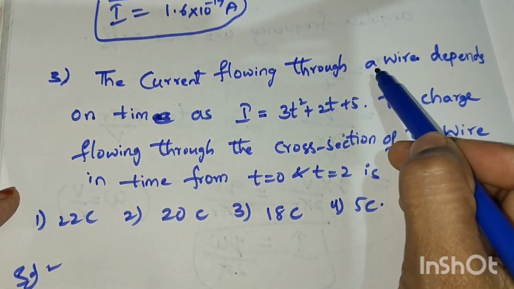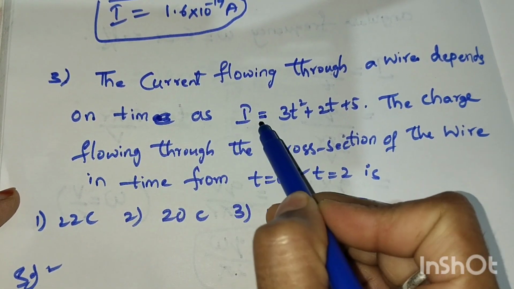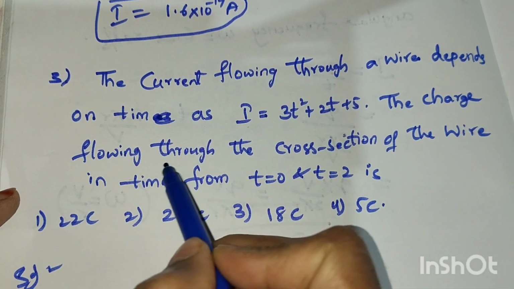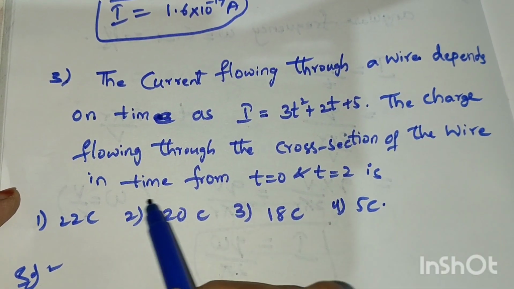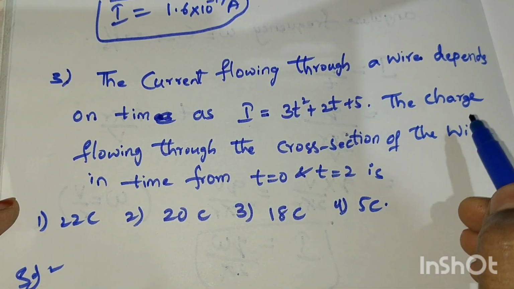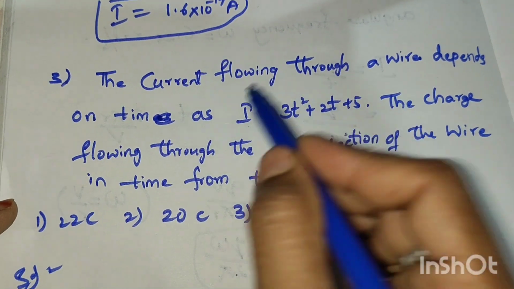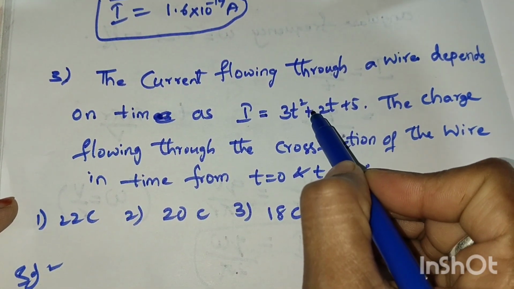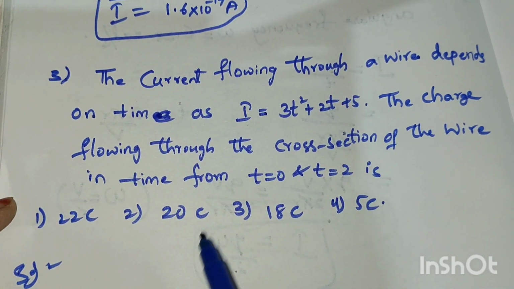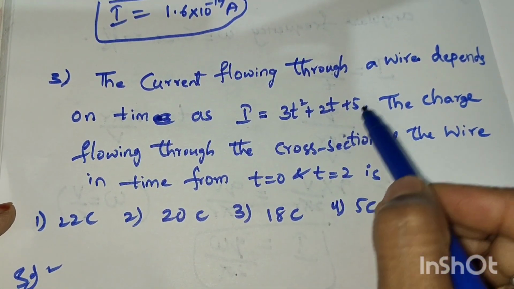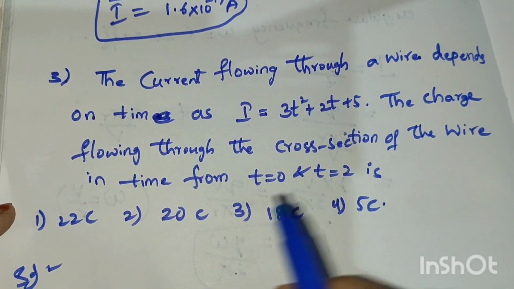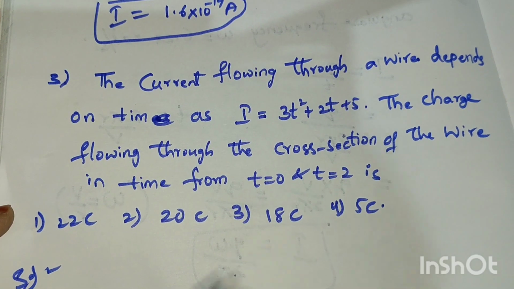The current flowing through a wire depends on time as I equals 3t square plus 2t plus 5. The charge flowing through the cross section of the wire in time from t equals 0 to t equals 2 is? So here they have given current in terms of time, as current is depending upon time, that is 3t square plus 2t plus 5. They said to calculate the charge from time t equals 0 to t equals 2.